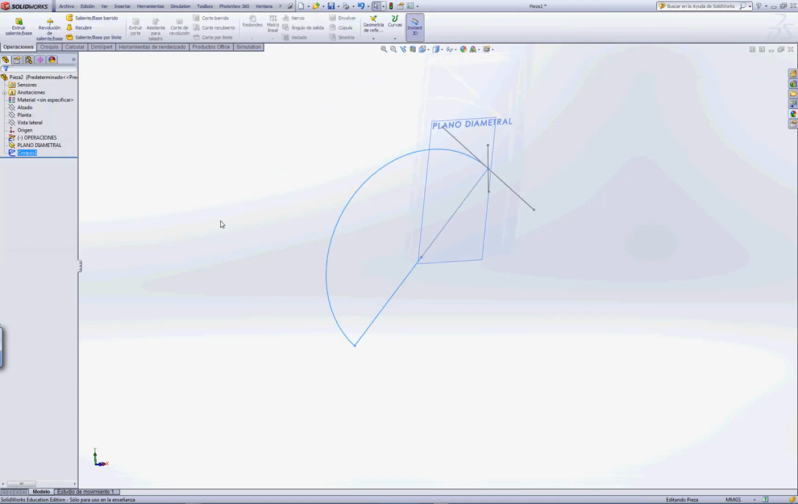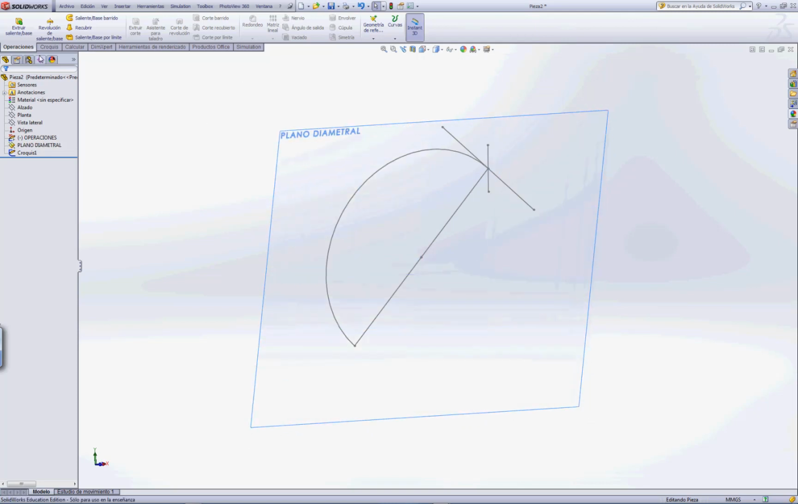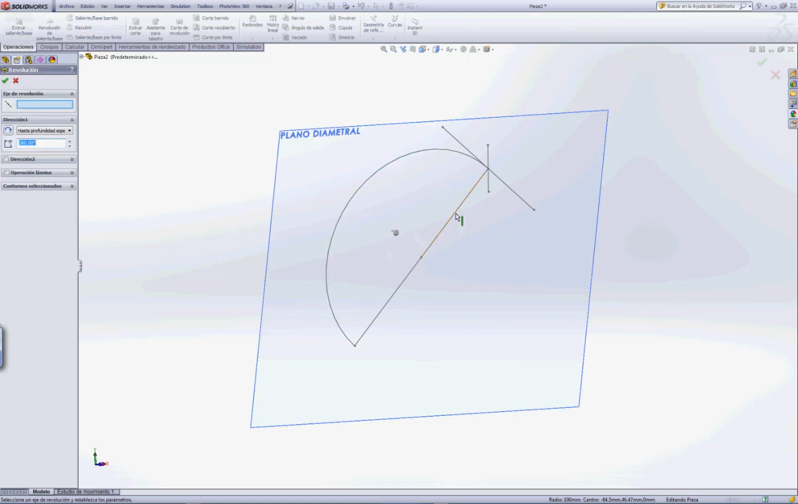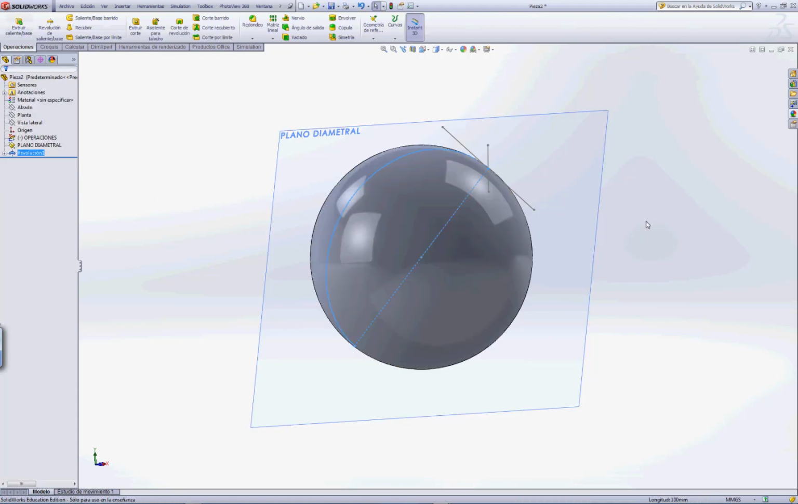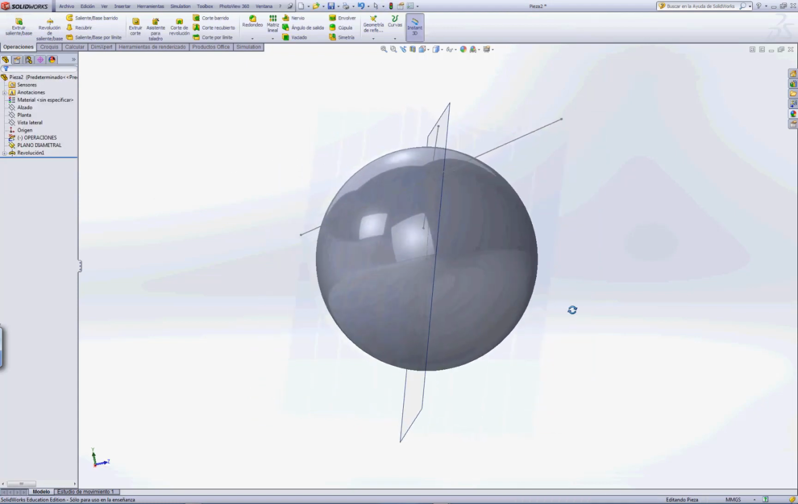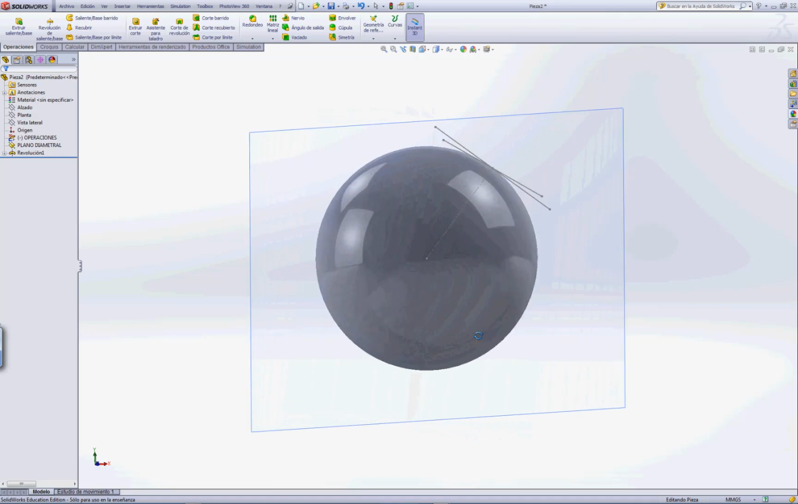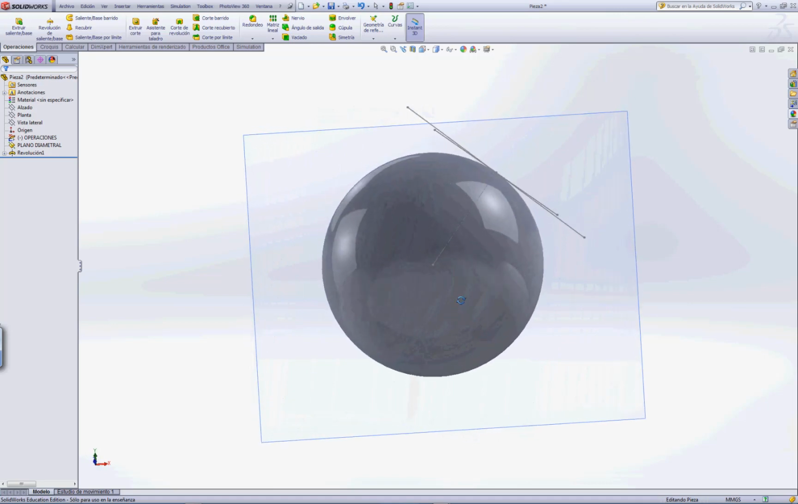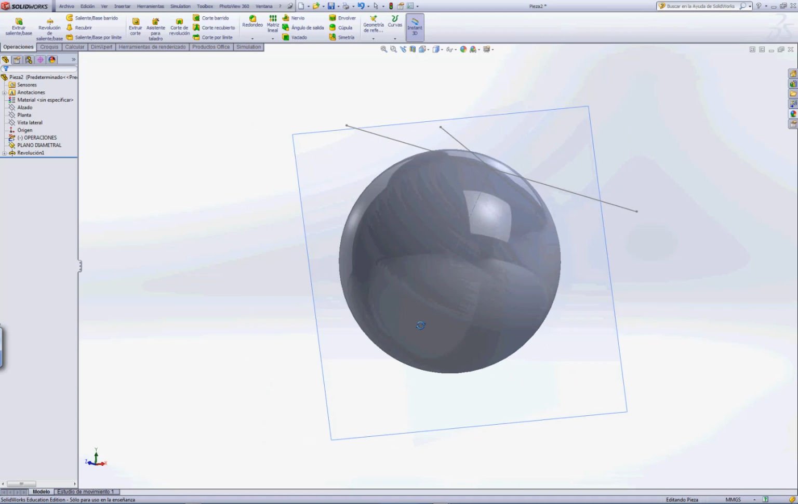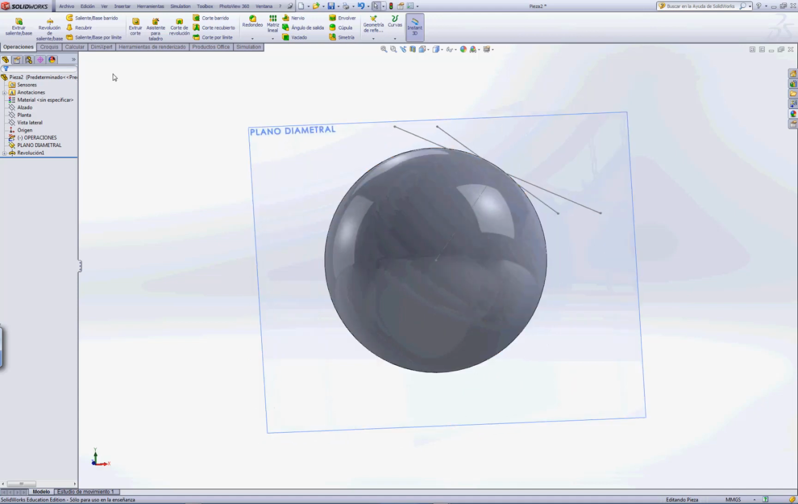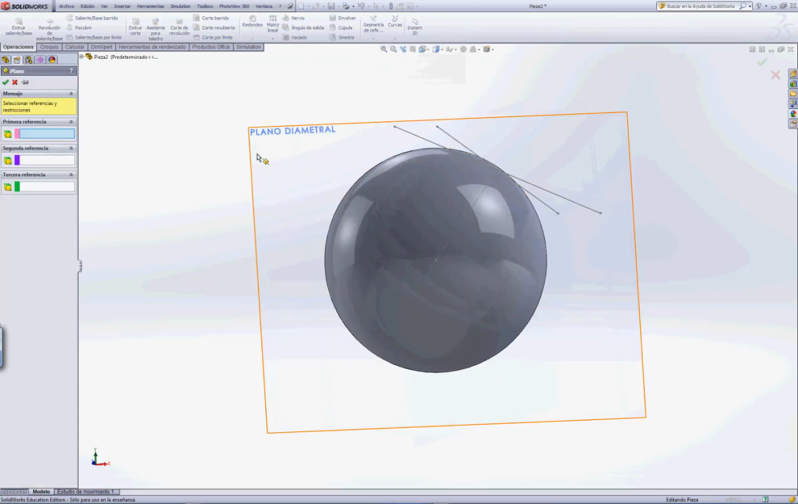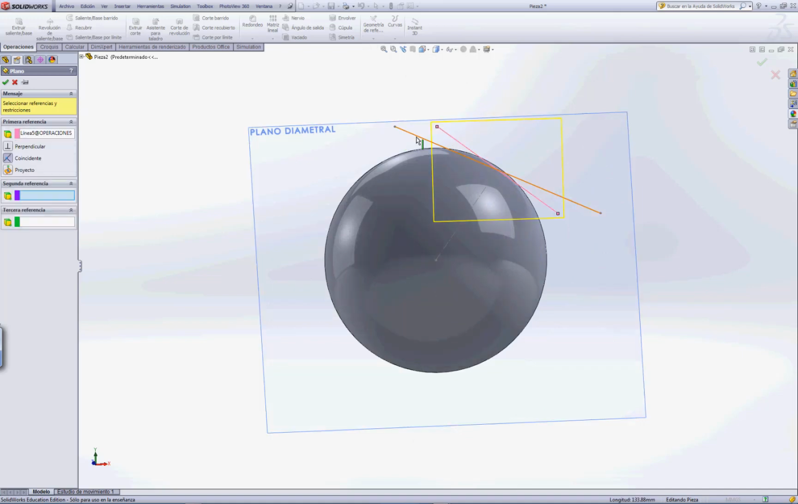We can rotate around the diameter, so by doing this we will be generating our sphere. I'm going to extend this plane so it's easier to see it. And now we proceed to the revolution. We select the axis of revolution and we get our sphere. Now if we rotate the view, we can check that indeed the plane, or the lines defining the plane, are tangent to the sphere. And now we are going to build, or make visible, the plane.